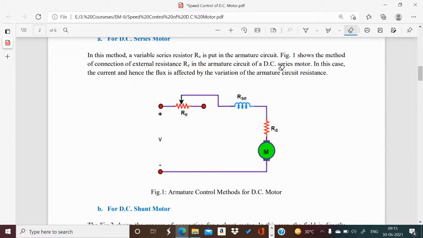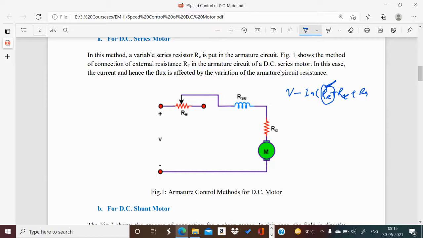For controlling this armature resistance, we connect a variable resistance Re in series with the field winding as well as the armature winding. As we vary this Re, there will be a variation in the resistance, because the total resistance is now Re plus Rs plus Ra. If we change this, the armature current Ia will change, since it will be V divided by Re plus Rs plus Ra, and this Re is variable.